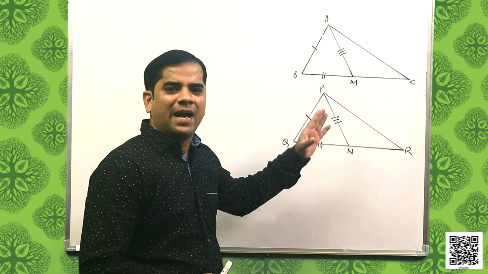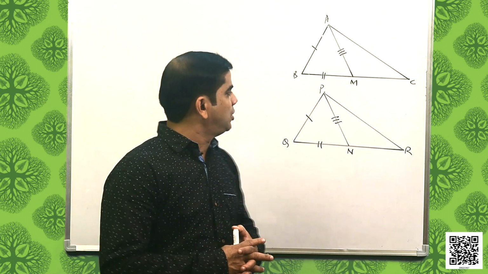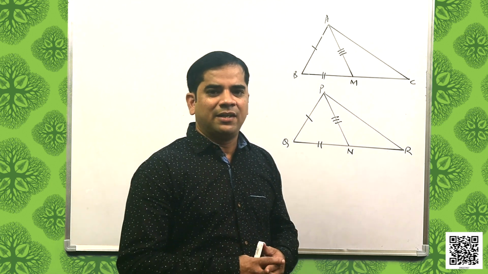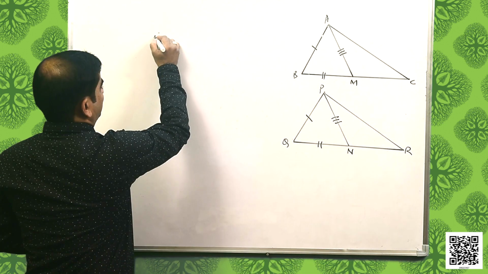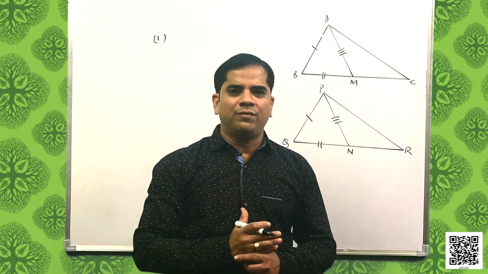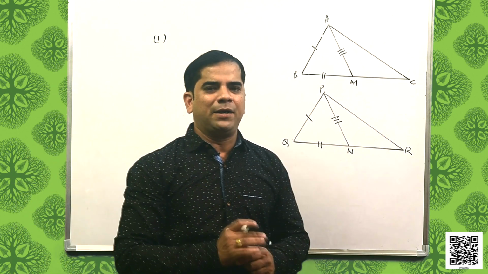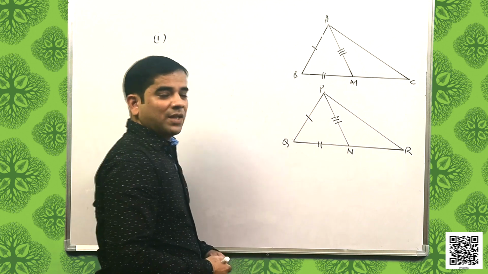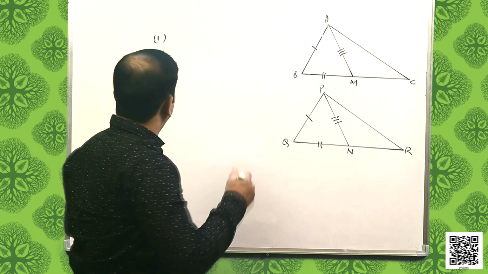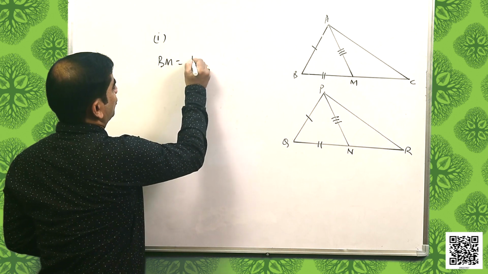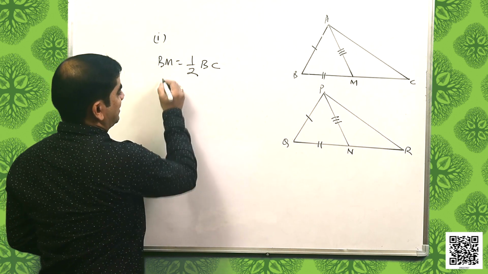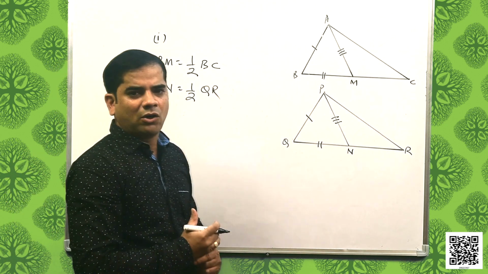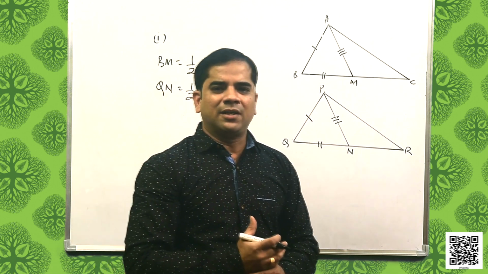Students, M and N are midpoints of BC and QR respectively, because AM and PN are medians, isn't it? So, now first, what do we have to prove? We have to prove triangle ABM is congruent to triangle PQN, and we know that M is the midpoint of BC. So, as M is the midpoint of BC, we can write that BM is equal to half BC and QN is equal to half QR, isn't it? Because M and N are midpoints respectively.